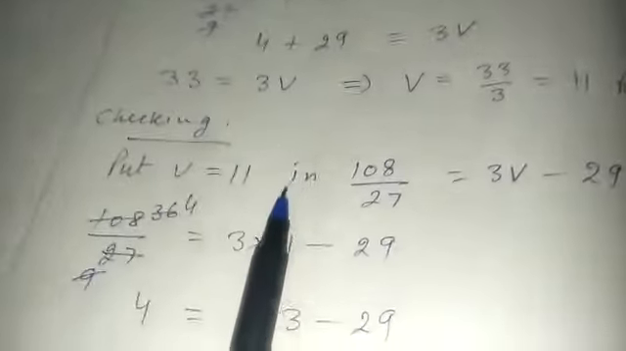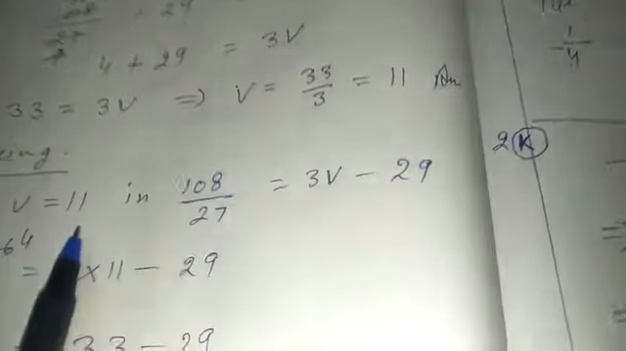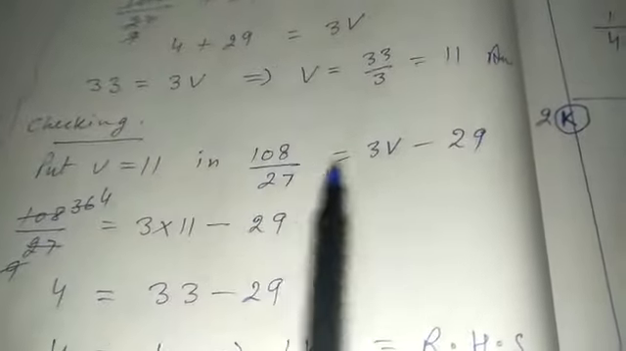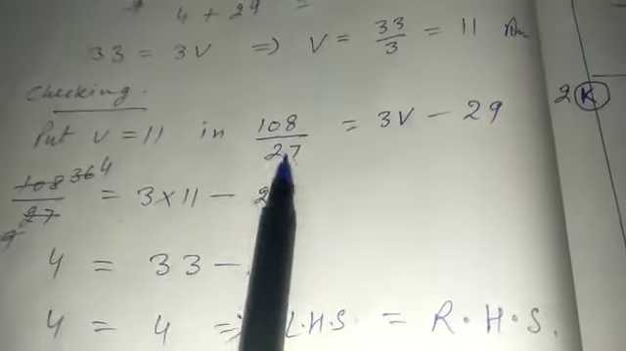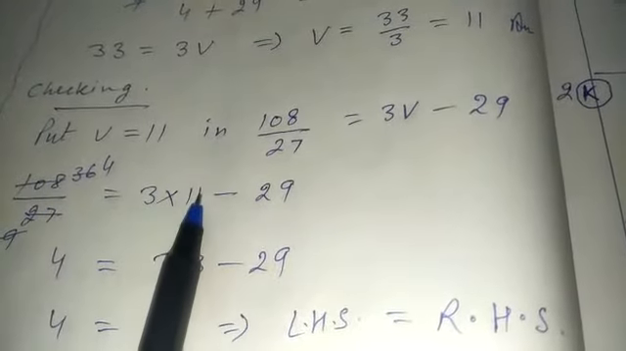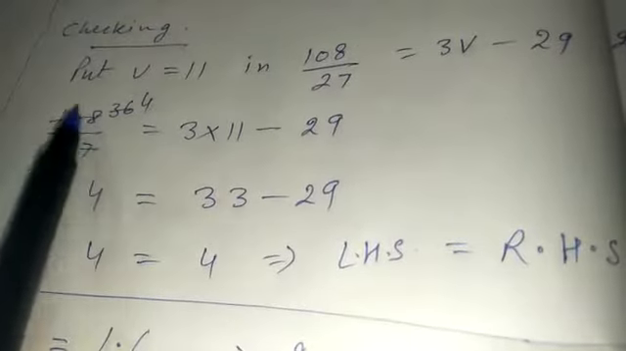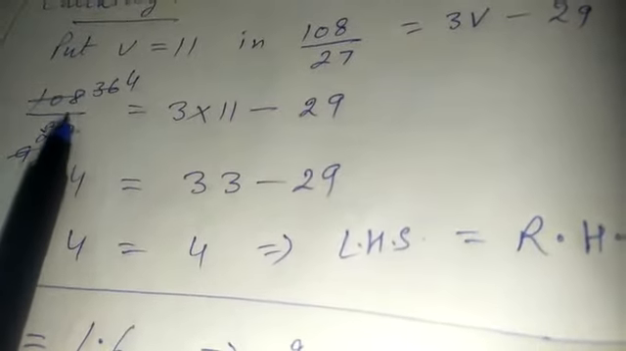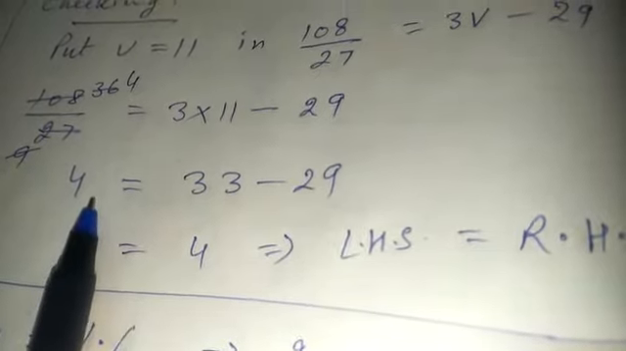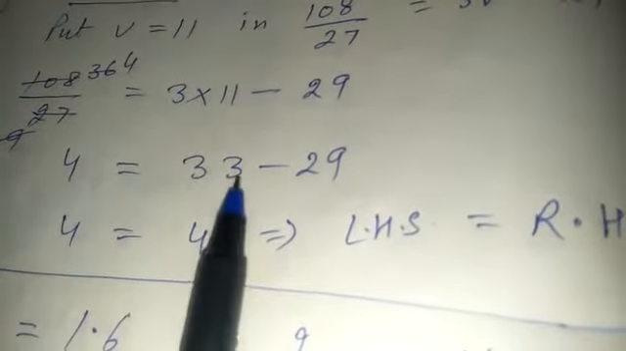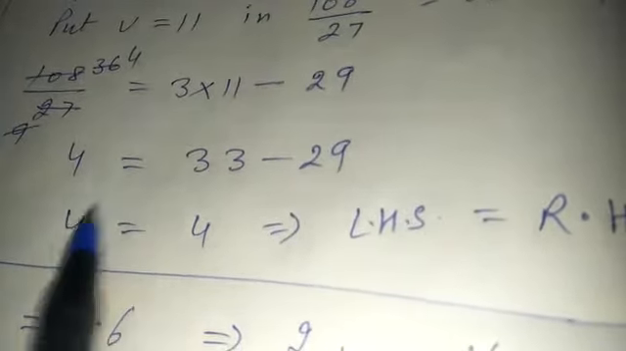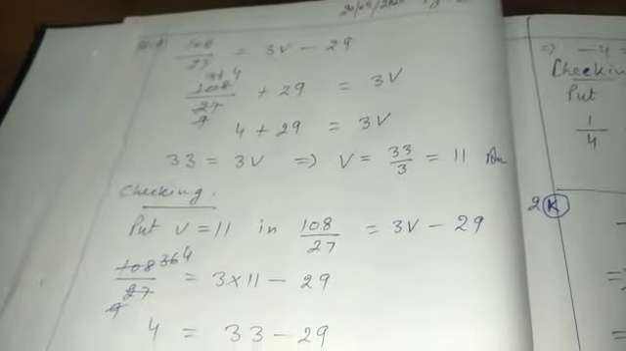So put V here. What will we get? Put V is equal to 11 in this. This is 108 by 27, and 3 into 11, V is 11, minus 29. 108 by 27 is equal to 4. So 4 is equal to 33 minus 29. That is, 4 is equal to 4. It means the left hand side is equal to the right hand side. Hence our checking is complete.